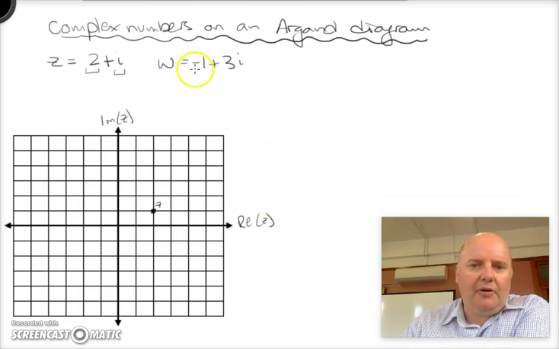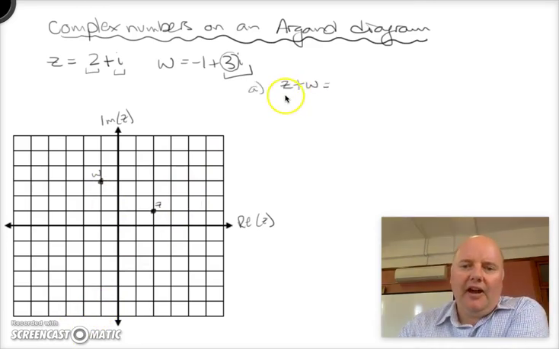Let's plot minus 1 plus 3i. So the real part we notice is minus 1. So on the real axis we move left to minus 1, and we move up 3 because the imaginary part is 3i. So that number there tells us where to come up. So we go 1, 2, 3, and we put a dot. Now that's w.